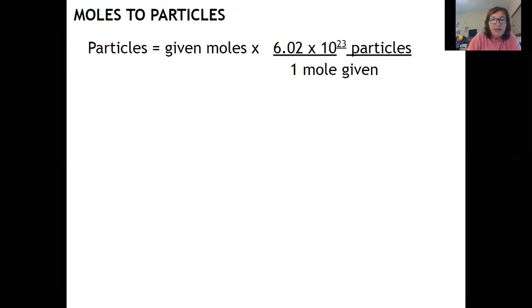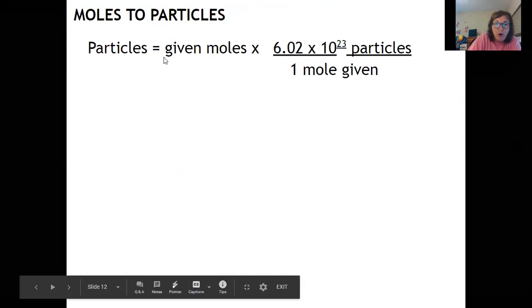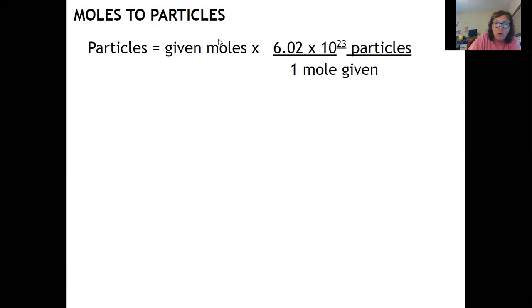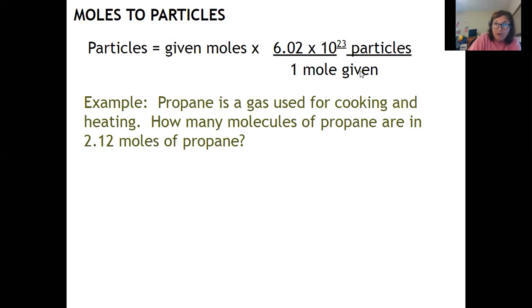But it says, given moles, if I'm looking for particles, and they gave me how many moles, I'm going to multiply, because moles on top and moles on bottom will cancel each other out, and particles will be left behind. So now it says, propane is a gas used for cooking and heating. My question is, how many molecules of propane are in 2.12 moles of propane?